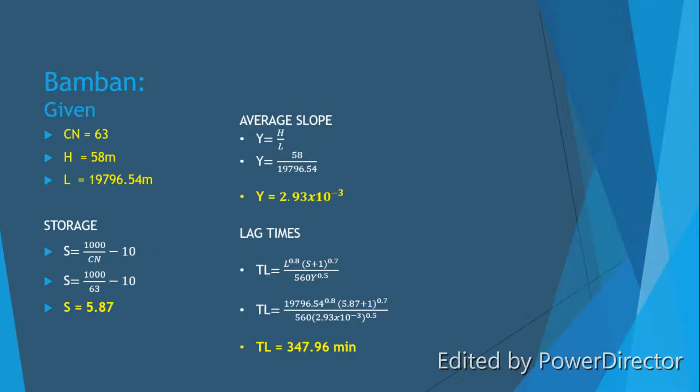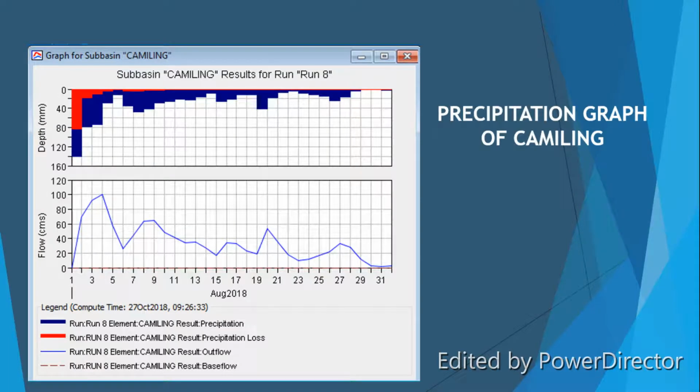The average slope is 2.93 times 10 raised to negative 3, and the lag time is 347.96 minutes. After inputting the data in the HEC-HMS, these are the computed results. As you see on the screen, this is the precipitation graph of Kamiling. The graph in the upper portion is the hydrology.